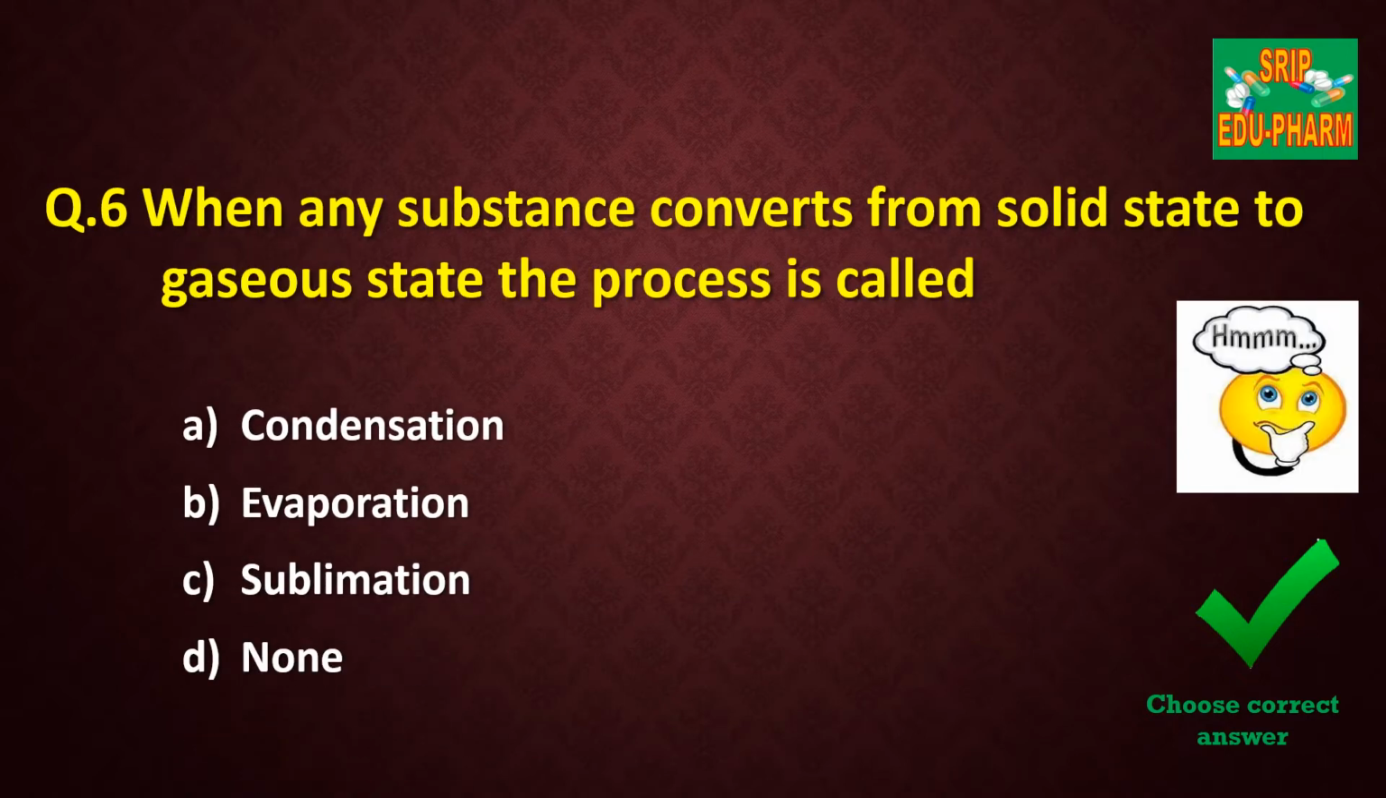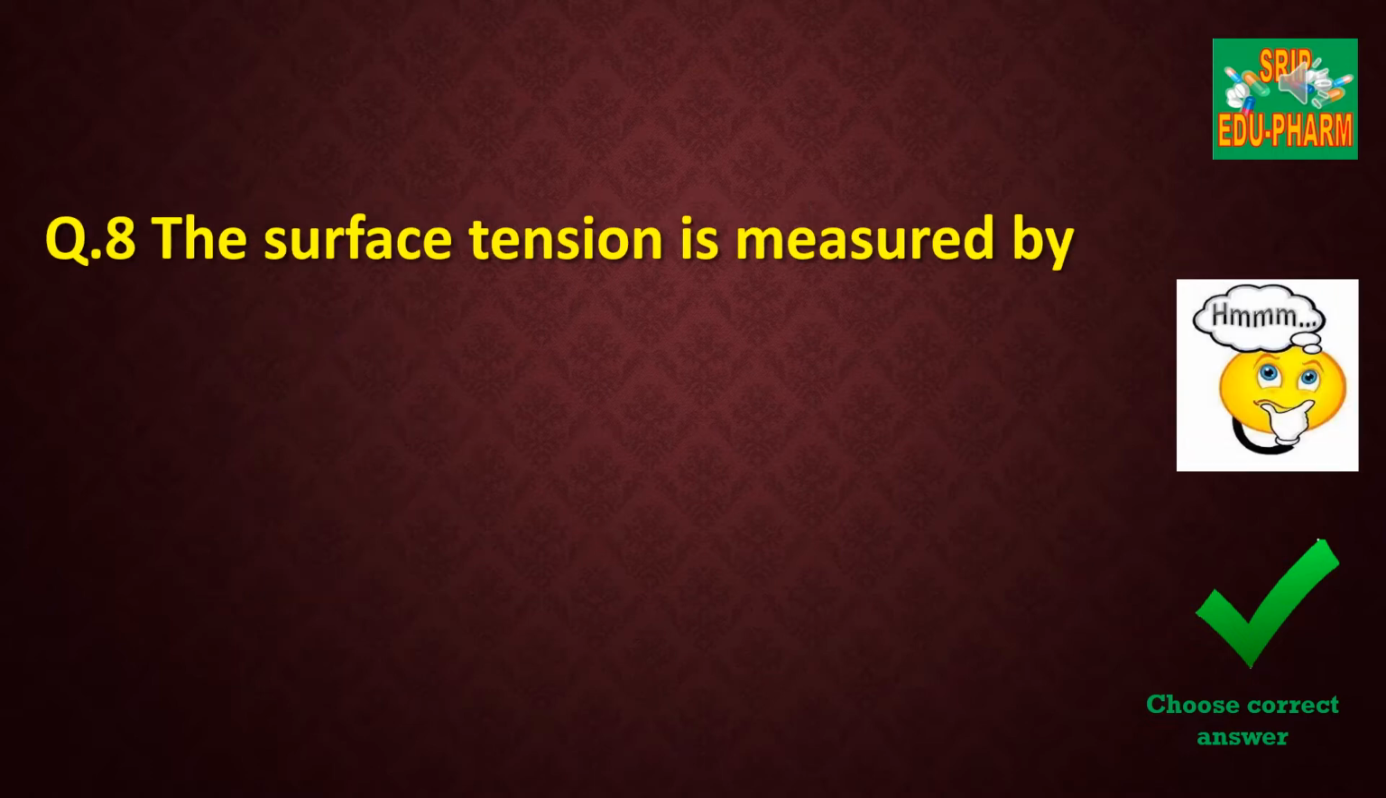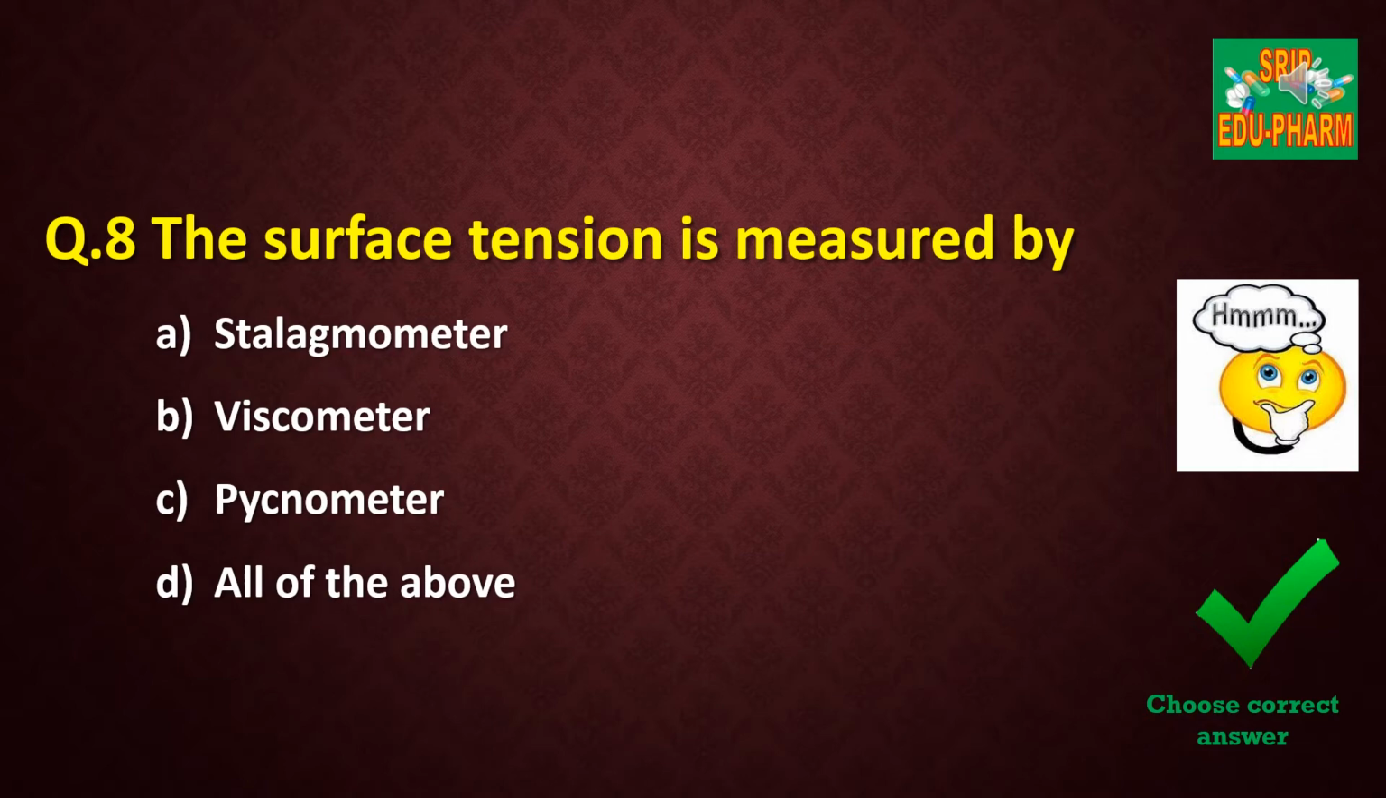Question number 6: when any substance converts from solid state to gaseous state, the process is called A, condensation; B, evaporation; C, sublimation; D, none. Number 7: sedimentation method works on A, Fick's law; B, Henry's law; C, Stokes' law; D, none. Question number 8: the surface tension is measured by A, stalagmometer; B, viscometer; C, pycnometer; D, all of the above.